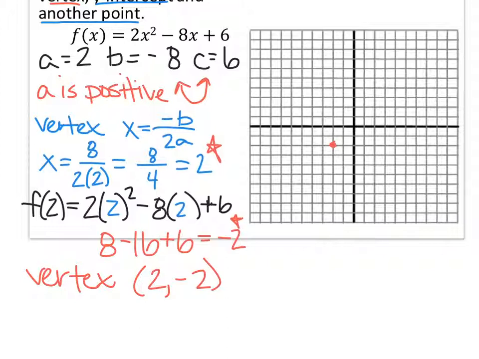The way I get my second point is I know my y-intercept is the c value. So here my y-intercept is the point 0, 6. So I'm going to go all the way up to 6.